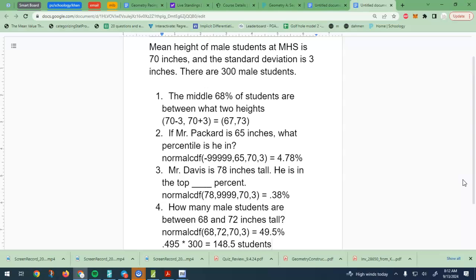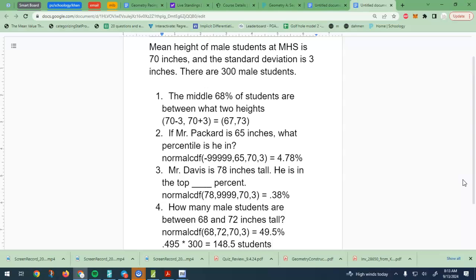So you'll be able to do this with inverse norm more precisely, but it's really close. 68% is within one standard deviation, so I just took the 70, went one standard deviation below and one standard deviation above, and so it's between 67 and 73. Mr. Packard is 65 inches, which is generous. What percentile is he in? Remember, percentile is below. So my left bound is negative 999 up to 65. That's the left tail part. I didn't want to figure out the z-score, so I told the calculator the mean and standard deviation so that it would figure out the z-scores. And then I get that answer.